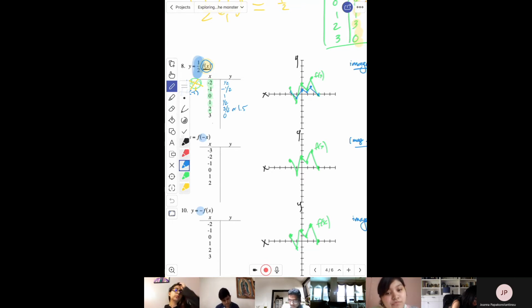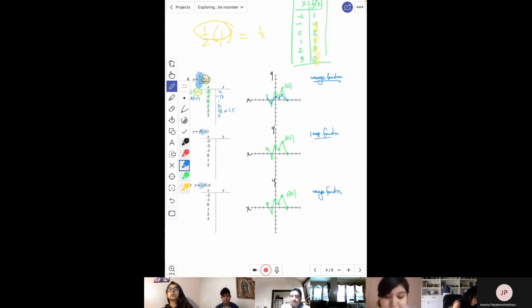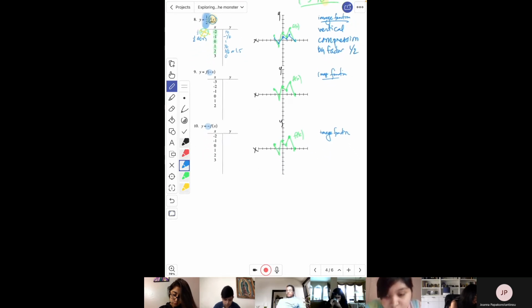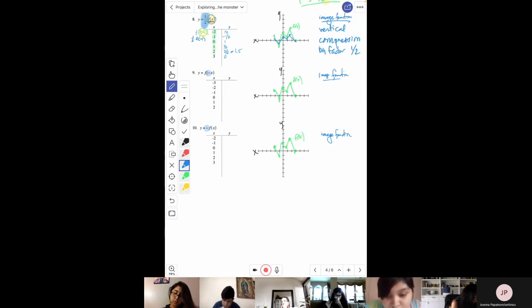what is happening here? How would we describe number 8? How would we describe the transformation that has been made? Vertical compression? Yes, it is. Absolutely correct. Vertical compression or shrink by a factor of 1/2, right? Good. Okay, what about my output values for number 9?